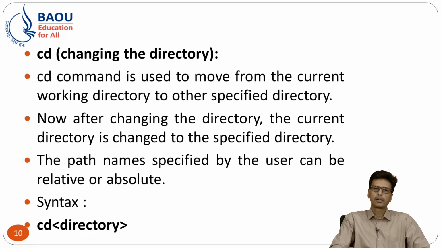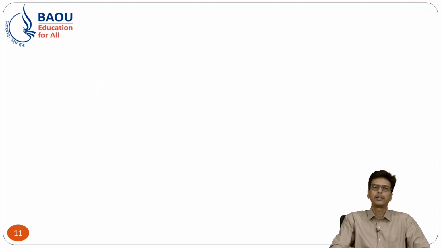Suppose you are currently in directory 1 and inside directory 1 there is another directory, that is subdirectory 1. If you want to move to that subdirectory, you can directly use that directory name with the cd command. That is the relative path. That means it is relative to the current directory.